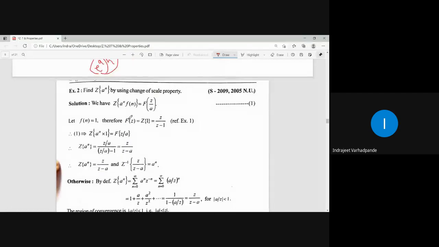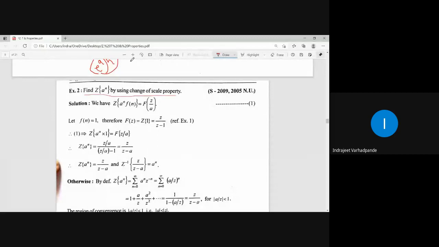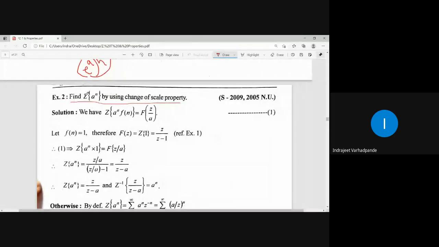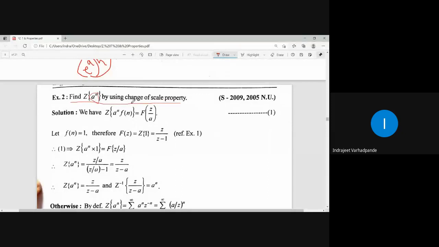Now, in this example, we try to find the value of Z of a to the power n by using the change of scale property. What do you understand, or what do you mean, by change of scale property? अभी अपन ने statement पढ़ा था change of scale property का. What does it say? It says that whichever sequence will be multiplied by a to the power n, आपको z को replace करना है z by a से.